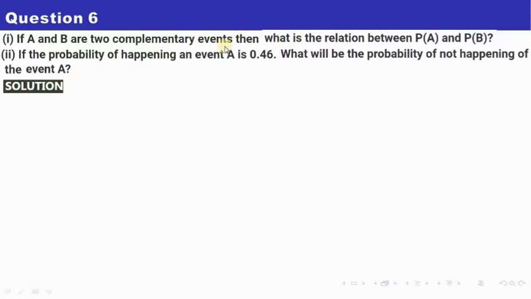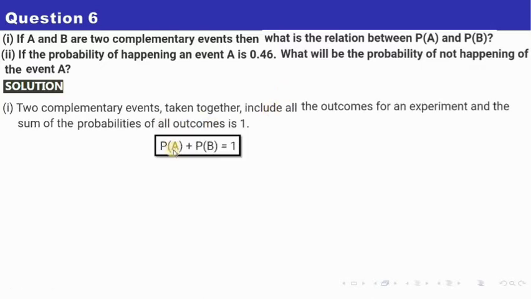And if you remember, the first problem that we did in this exercise was also on complementary events. The relationship here is found when you add such probabilities. Remember, when you add the probabilities of complementary events, you will always get 1. So the relationship between P of A and P of B is that the sum of these two will always be 1. Let me repeat once again, the sum of the probabilities of complementary events will always be equal to 1. So this is our first answer.